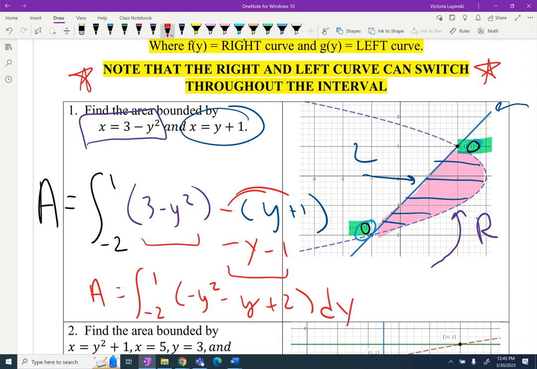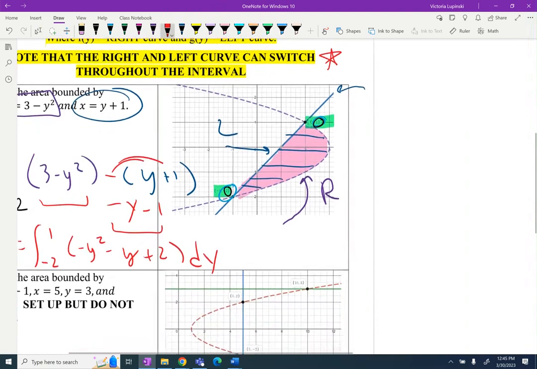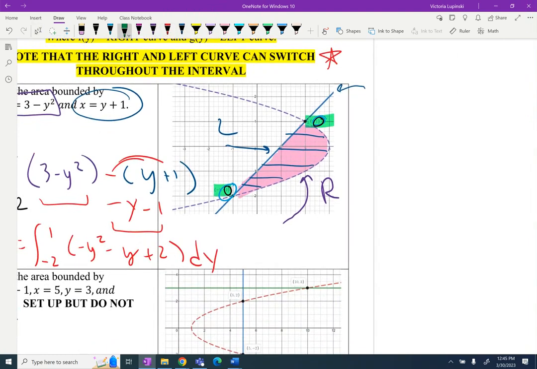Other questions about the setup? Again, graph it, points of intersection, shade it, right minus left, simplify, and now we're going to integrate. You integrate the same way we've been doing, even though they're y's, it does not matter. So I'm going to integrate this as follows.